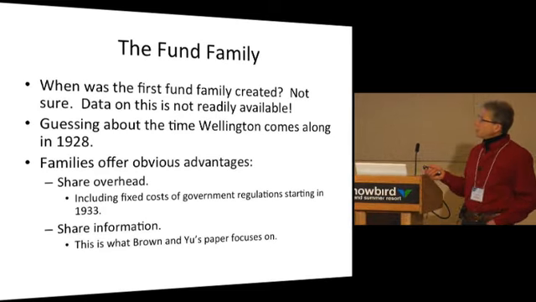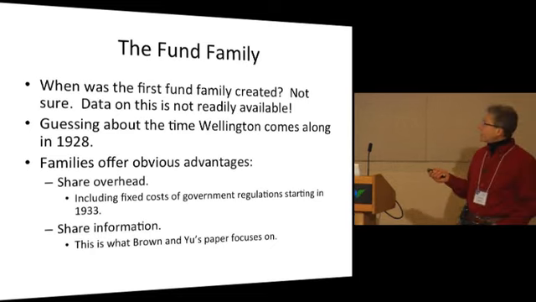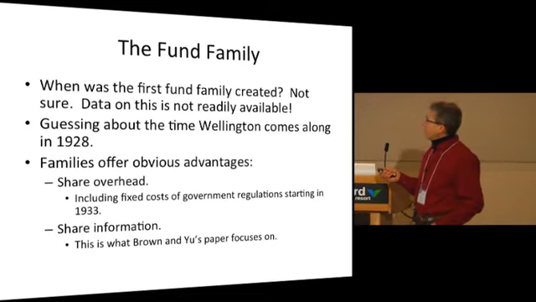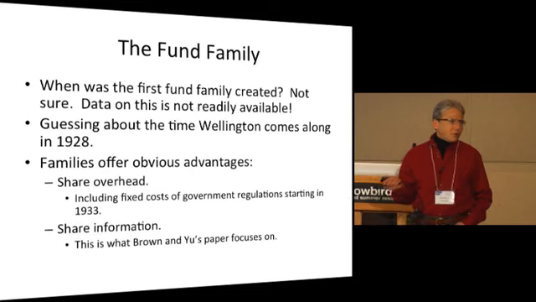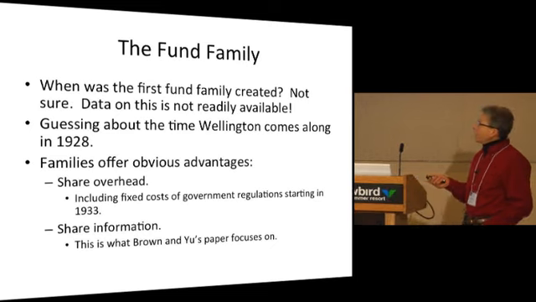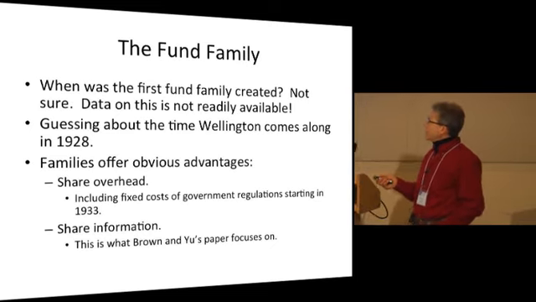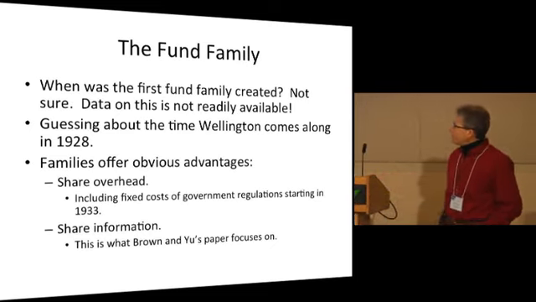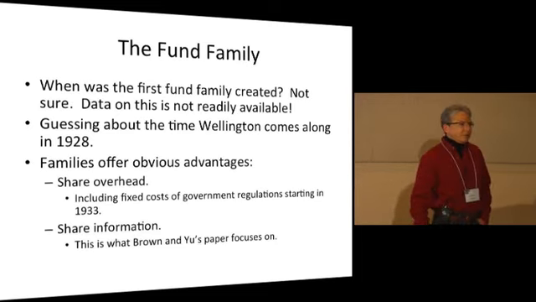And these days there's a big fixed cost of government regulations. It costs about $150,000 plus to start up a mutual fund, and if you have a family, you can get that down a bit. And that's been since 1933. And then finally, you can share information, which is what Brown and Hughes' paper focuses on, the sharing of information.